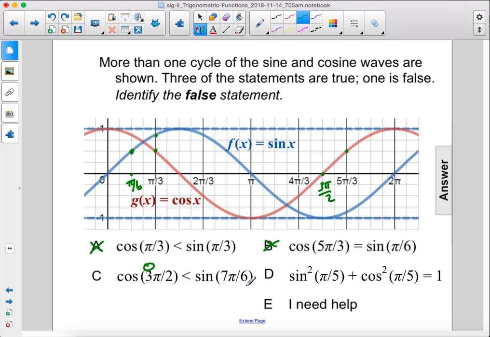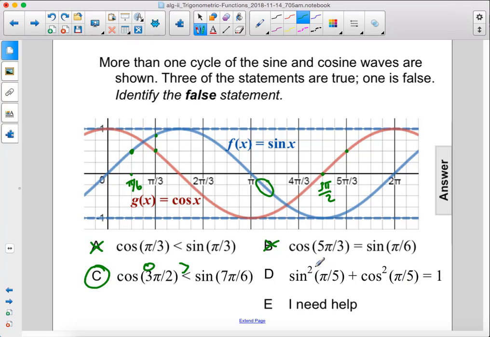So 7 pi over 6 is a little bit more than 6 pi over 6, which is just pi. Therefore, it's going to be around here somewhere. And as you can see, this is a negative number, and cosine 3 pi over 2 is 0. Therefore, this is false. 0 is going to be larger than a negative number, which is going to be around here somewhere. So this is the answer.